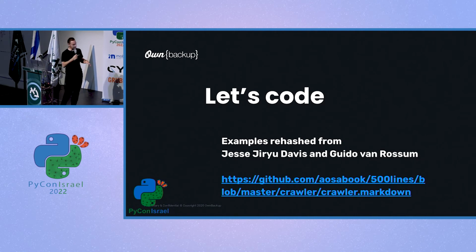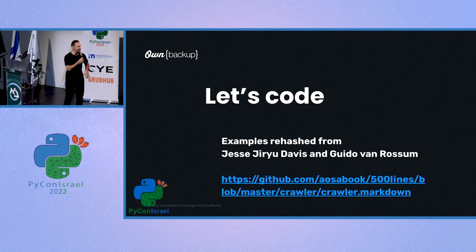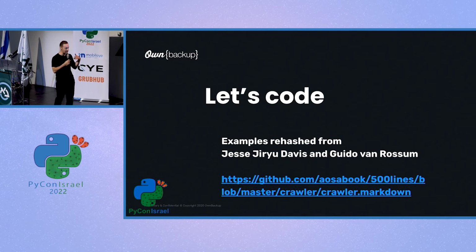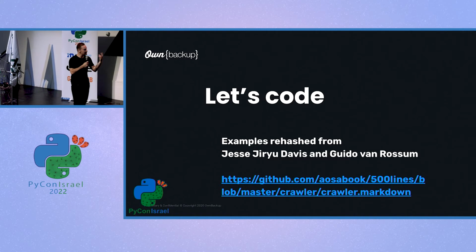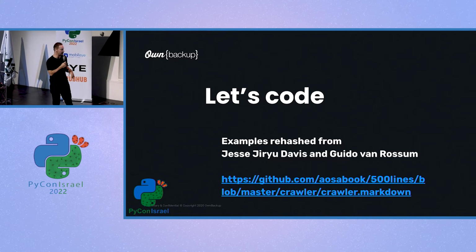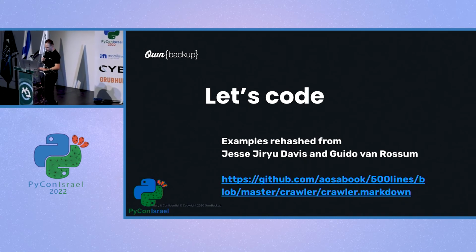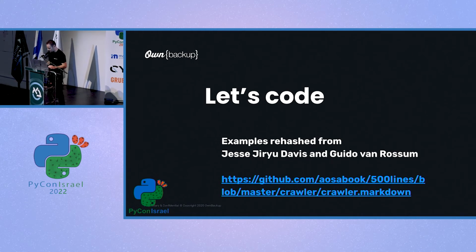Okay, so now this is kind of a two-part talk. This was the intro. Now we'll see code. The examples I will show are a rehash and adjustment of a long article, actually a whole book chapter written by Jesse Davis, formerly of MongoDB, and Guido van Rossum. It's on GitHub if you want to delve into it. It's really good. So most of our examples are taken from there. Okay. Good, so now we'll move to Python.